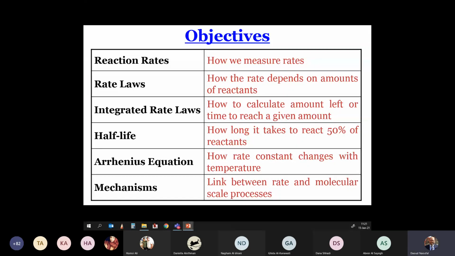The next objective is the mechanism. What is the mechanism of a reaction? When you study a chemical reaction, you know the nature of your reactants, and you know the nature of the products formed, but you don't know the pathway of the reaction, how this reaction was realized. So the mechanism will give the steps of the reaction between the initial reactants and the final product.